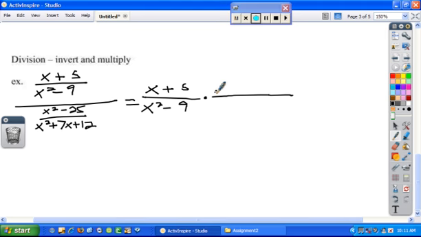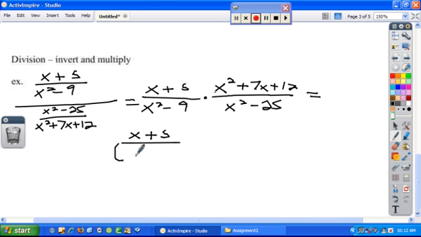Okay, so now I flip the second fraction. I get x squared plus 7x plus 12, and on the bottom I have x squared minus 25. And now I just have a multiplication problem again. So I factor where I can. Well, x plus 5 can't be factored, but x squared minus 9 is the difference between squares.